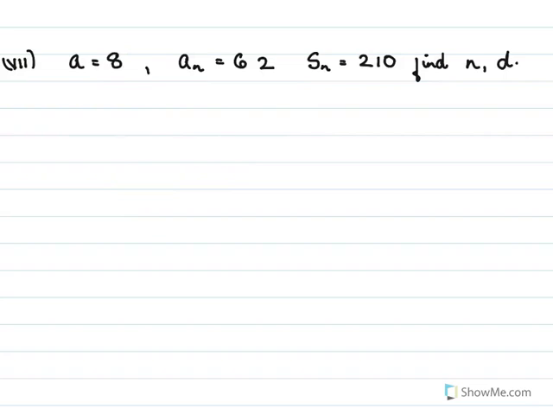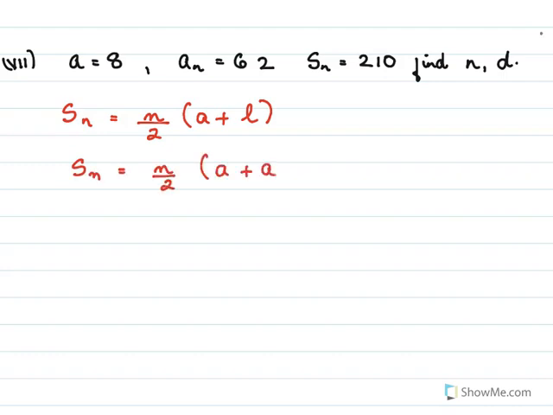a equal to 8, an equal to 62, Sn equal to 210, find n and d. We start with this formula of Sn, which is equal to n by 2 times the first term plus the last term. We could also write it Sn equal to n by 2 times a plus an, which is the last term. Let's put the values that we know. Sn was given to us as 210.